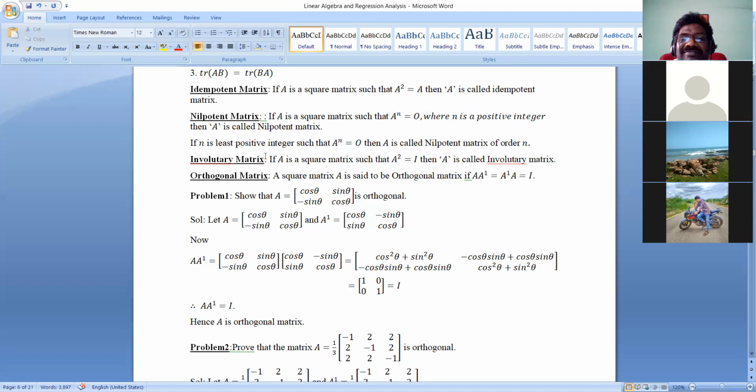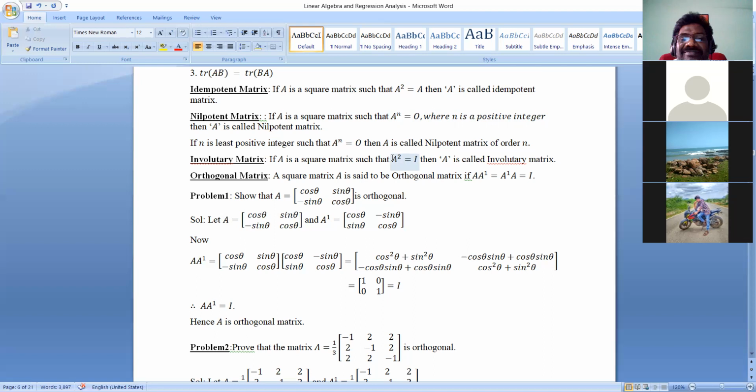Then what about an involutory matrix? A matrix capital A is said to be an involutory matrix if A square equals the identity matrix, that is, A square equals I. Then this matrix A is called an involutory matrix.